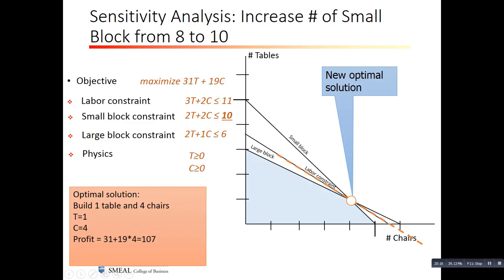But this is not always true. If you increase the number of small blocks to, say, 20, then the optimal solution would not increase proportionally, because if the small block amount continues to increase, it would no longer be a binding constraint when the amount of small blocks is so huge.